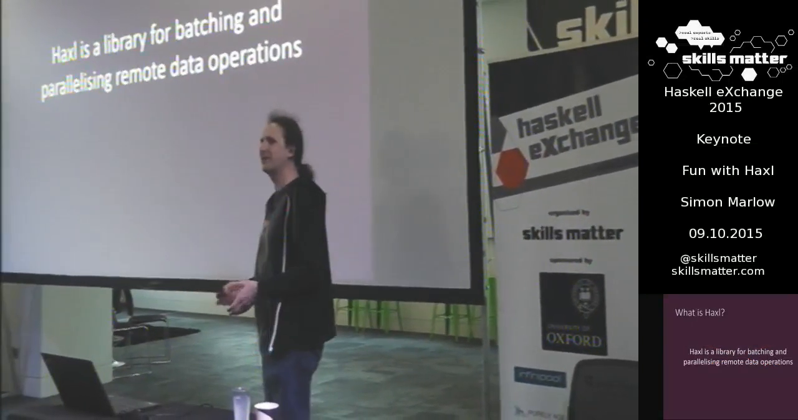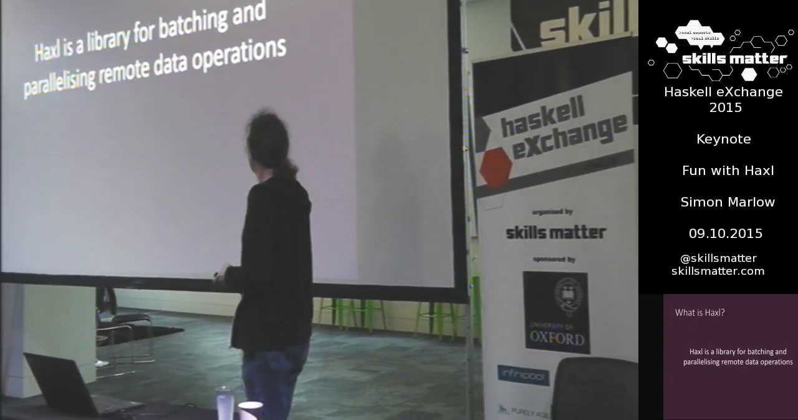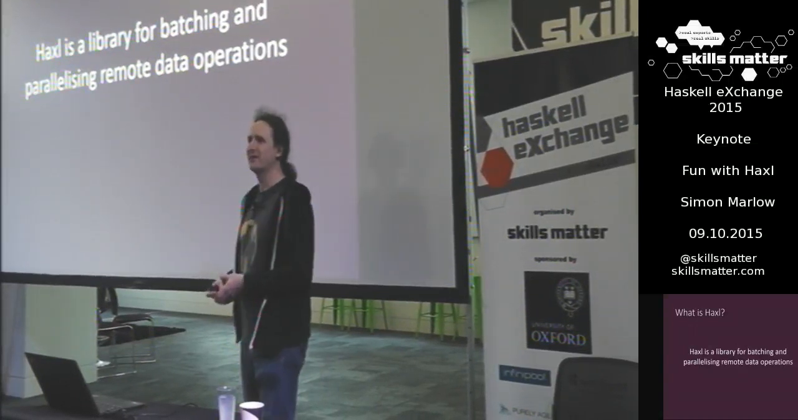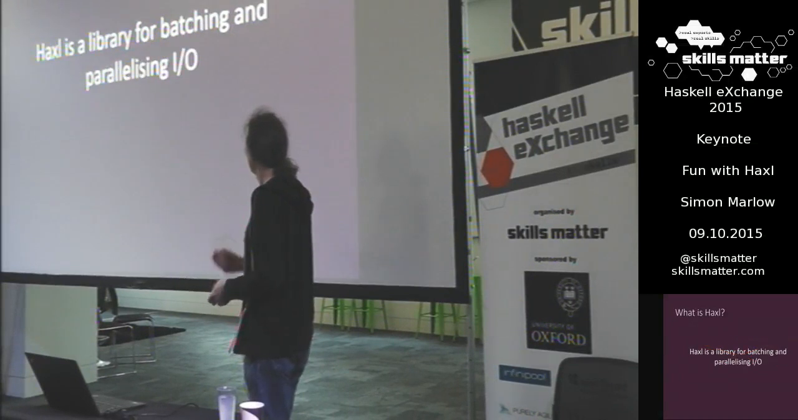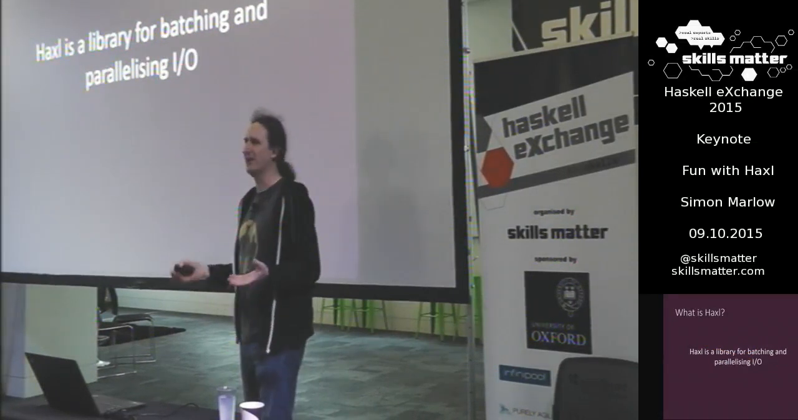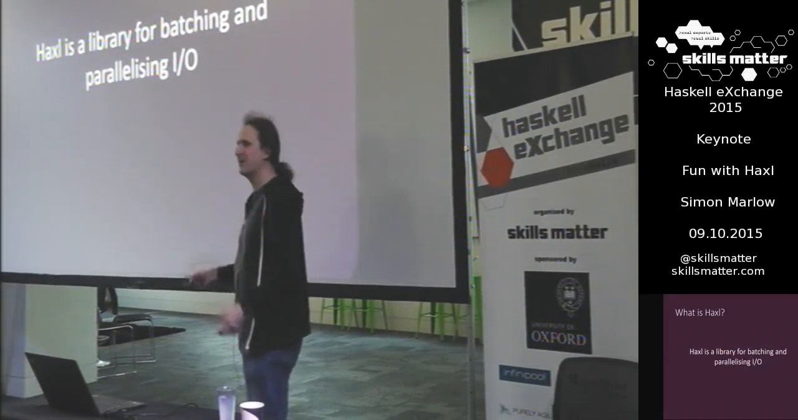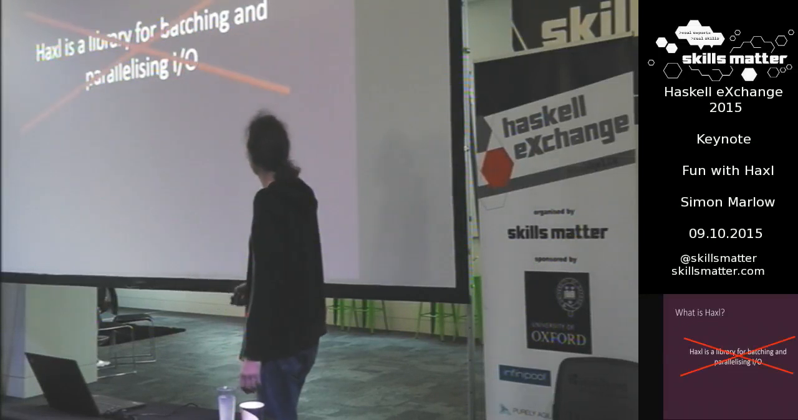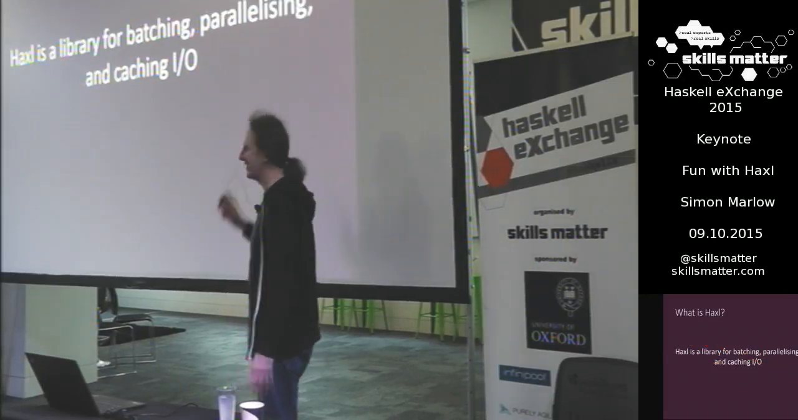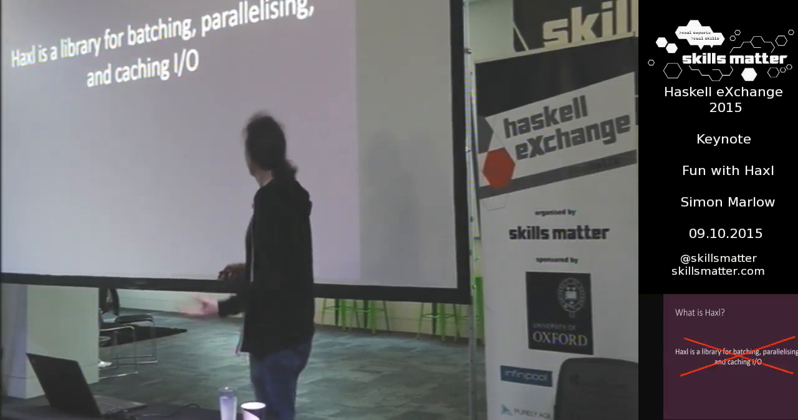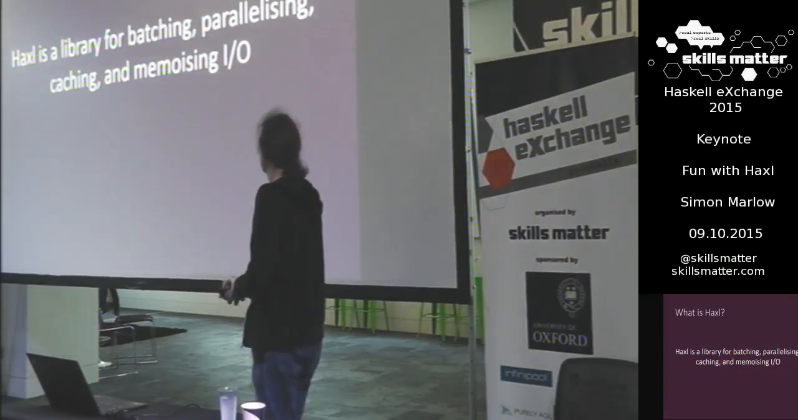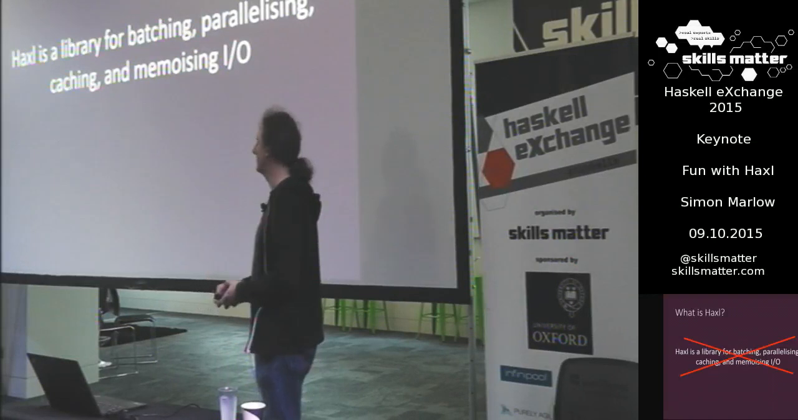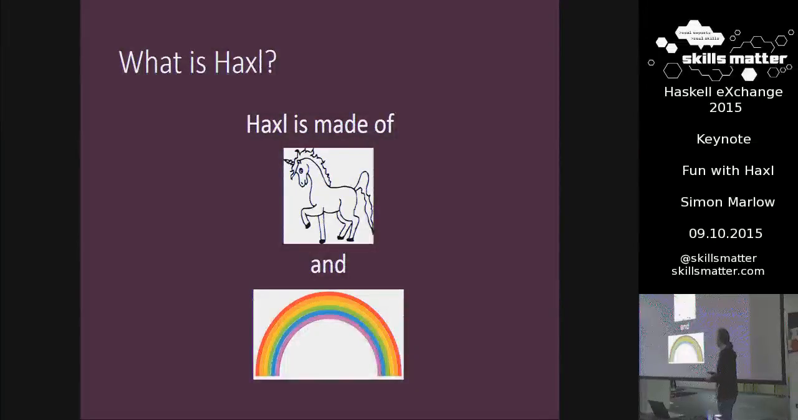But this doesn't really capture everything either. You might be doing things that are not remote data operations. It's for parallelizing other things too. So we can actually parallelize general I/O. But then the library does more than that as well. It actually caches things too, so we can say it's also for caching I/O, and it does memoization as well, so it's for memoizing I/O too. But we could go on like this for a long time. Maybe we should just say that Haxl is made of unicorns and rainbows and just be done with it.